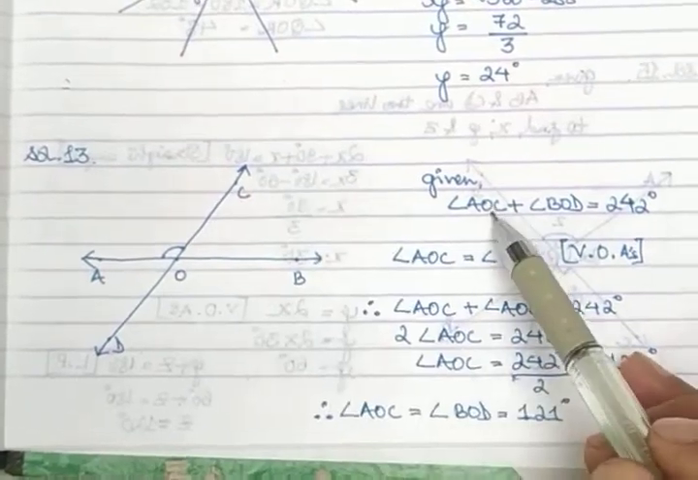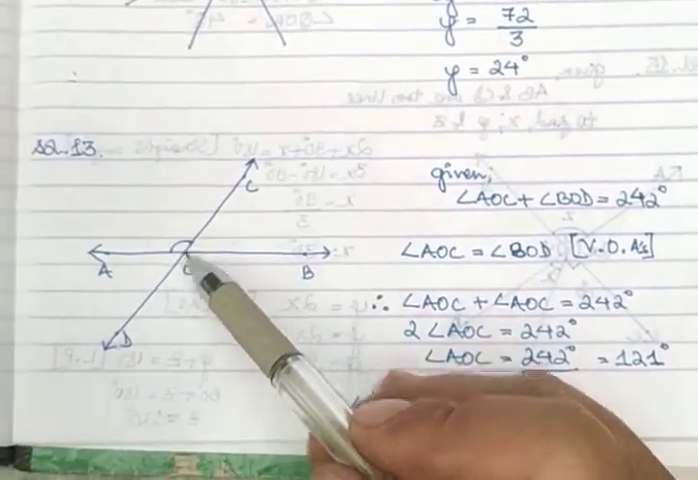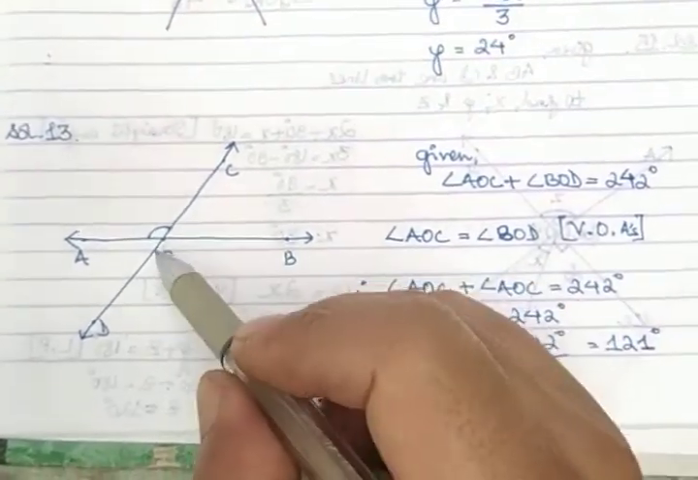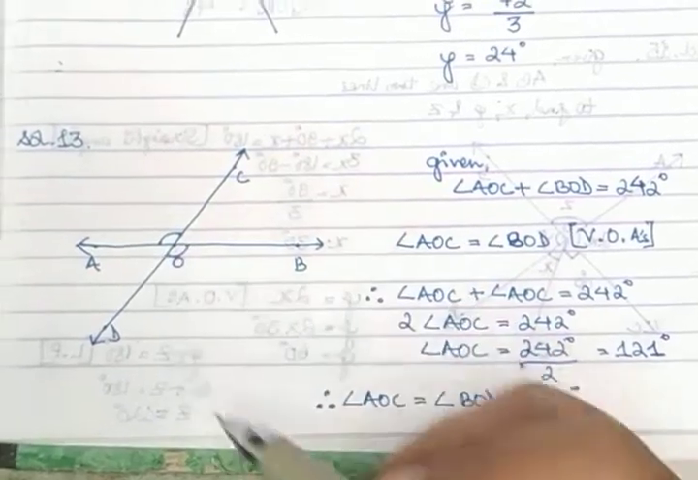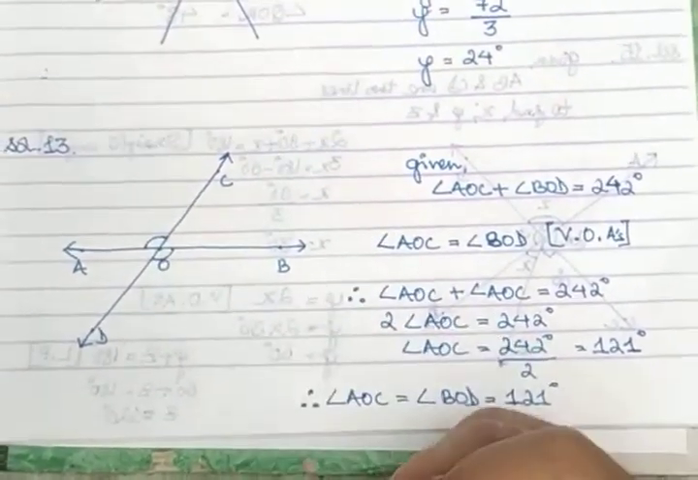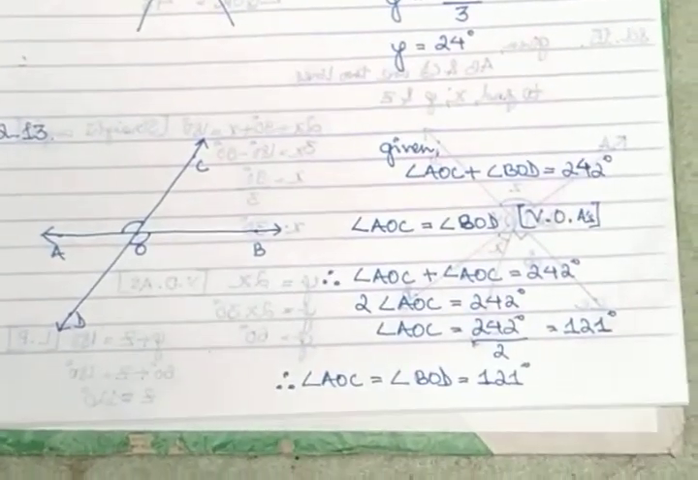AOC, remember the vertex in the middle, that means it's this angle we are talking about. Angle AOC plus angle BOD. Now these two angles, what do we know about them? They are equal. They are vertically opposite angles, isn't it? But here the sum of those two angles is given. See, the sum of those two angles is given as 242 degrees.